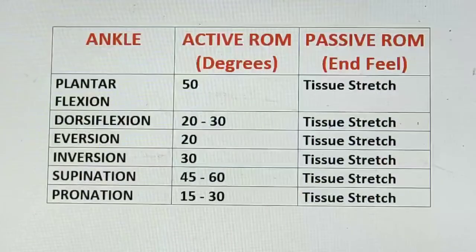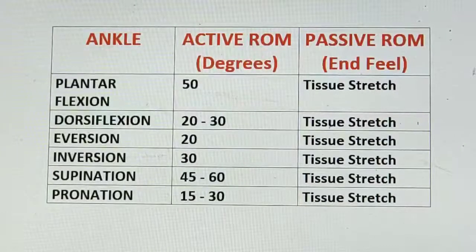Now for the inversion of the ankle joint, the active range of motion in degrees value is 30 degrees, and the passive range of motion end feel is tissue stretch. Now for the ankle joint supination movement, the active range of motion degrees is 45 degrees to 60 degrees, and the passive range of motion end feel is tissue stretch. Now the last is the pronation of the ankle joint. Now the active range of motion degrees is from 50 degrees to 30 degrees, and the passive range of motion end feel is tissue stretch.